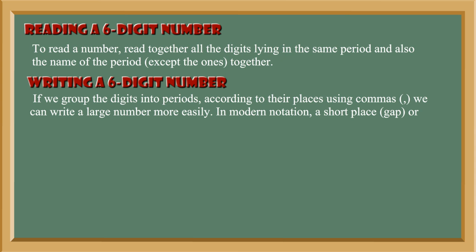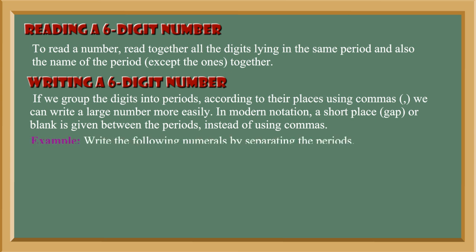In modern notation, a short gap or blank space is given between the periods instead of using commas. Example, write the following numerals by separating the periods. A.